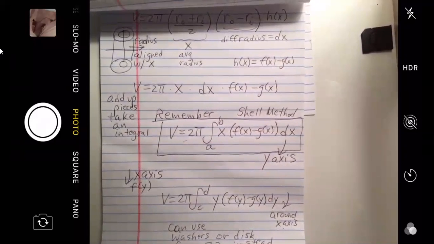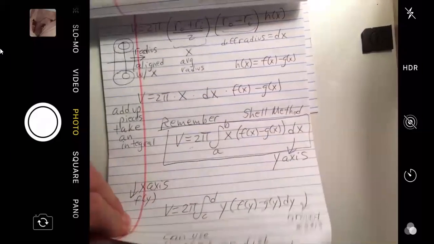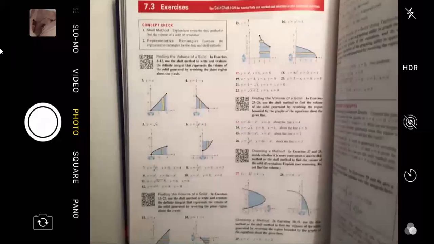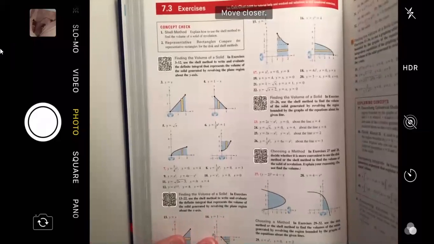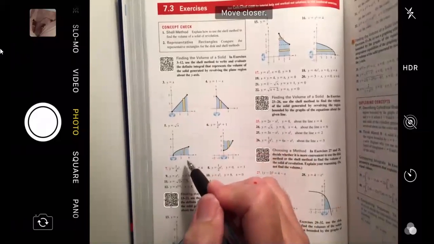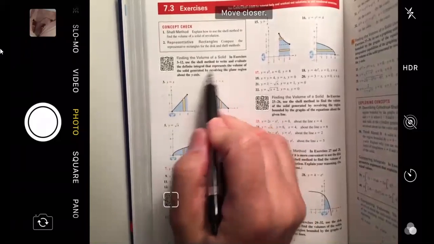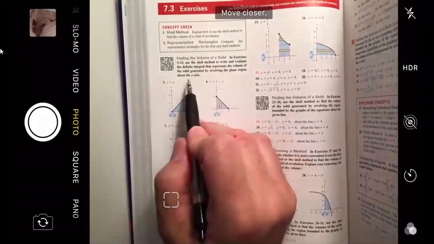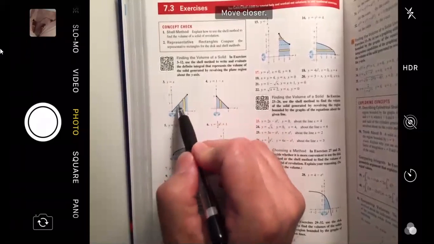Are you ready for some homework examples? Yep. Okay. Flip to some homework. And they start off with the same standard kind of thing. Give you some graphs. And they're saying use the shell method to write and evaluate your integral. And they're going around the y-axis, and they're giving you functions of x here.